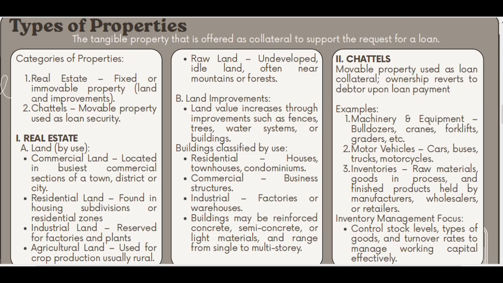And we have the building materials and structure. Buildings can be constructed from various materials, affecting their durability and value. Examples here are reinforced concrete, semi-concrete, and light materials ranging from single to multi-story. Construction type impacts the building's lifespan, maintenance cost, and suitability for different uses. Now we'll proceed to the other types of properties.